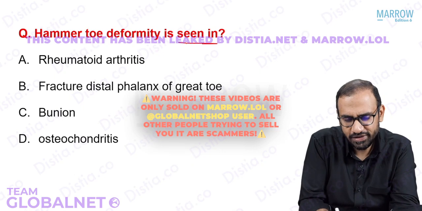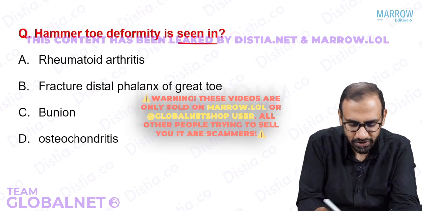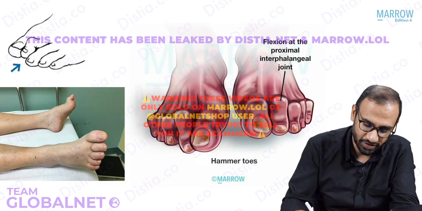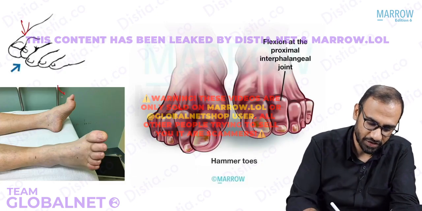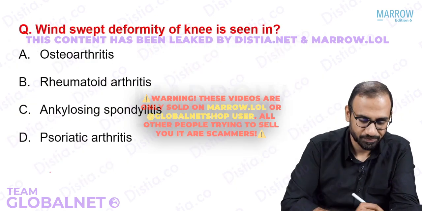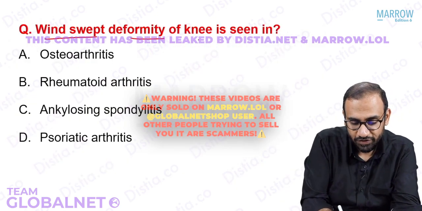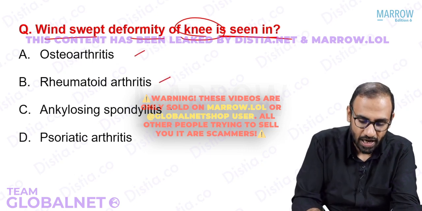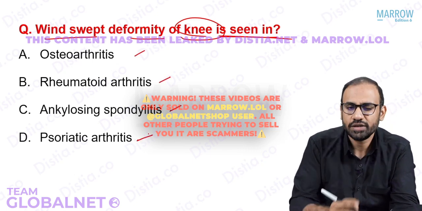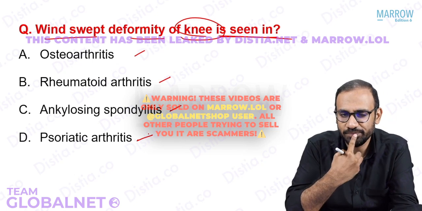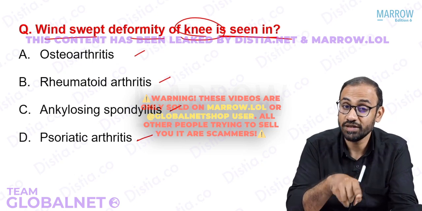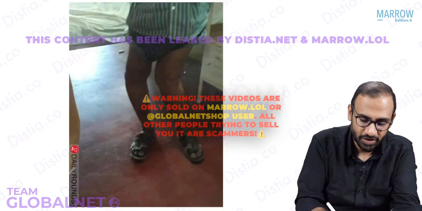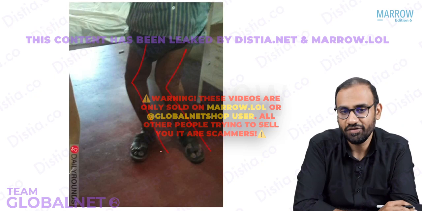Hammer toe deformity is seen in? Yes, hammer toe is seen in rheumatoid arthritis. The answer is rheumatoid arthritis. What is happening here? There is flexion of the PIP joints of your toes. Windswept deformity of the knee is seen in osteoarthritis, rheumatoid arthritis, ankylosing spondylitis, psoriatic arthritis. Windswept deformity, knee: one knee in valgus, the other knee in varus. The answer here is rheumatoid arthritis. Very good. Right? Remember, one knee in valgus, the other knee in varus.